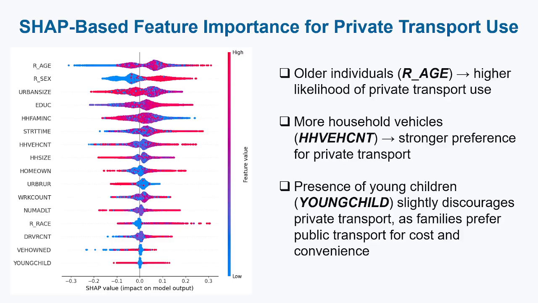On the other hand, for private transport use, we can see that older individuals are more likely to choose private transport, and households with more vehicles show a stronger preference for private modes. The presence of young children slightly discourages private transport use, suggesting that families often favor public transport for convenience and cost. Overall, this plot emphasizes how age, vehicle ownership, and family composition affect the choice of private transport.